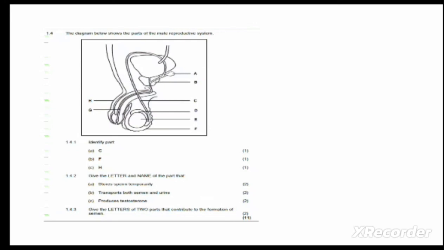Give the letter of two parts that contribute to formation of semen. That is A and B. As you can see that A is the seminal vesicle, B is the prostate gland, and then you can also write E is the testis.